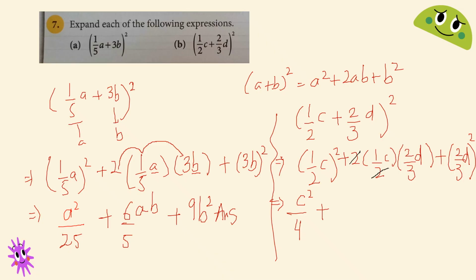So it will be c multiplied by 2d is 2cd, and in denominator you have 3, and then plus 2 square is 4, and d square is d square. Then you have 3 square, 3 multiplied by 3 is 9, and this will be the required answer.